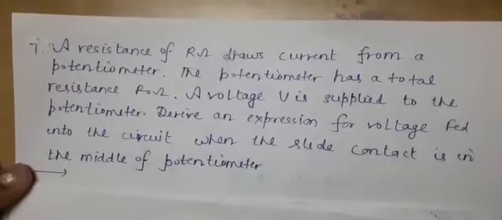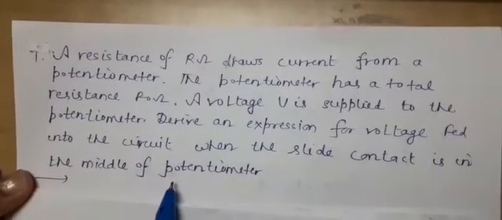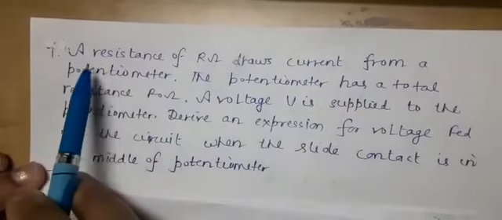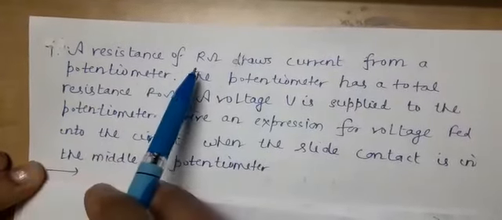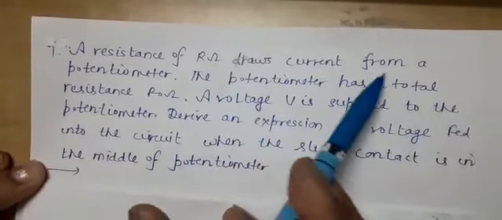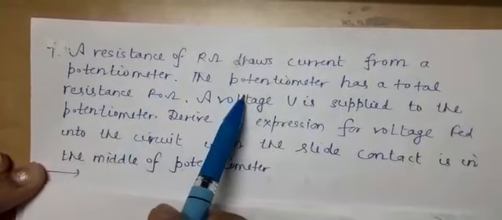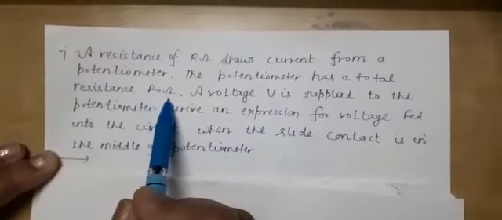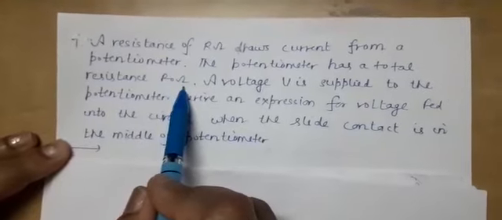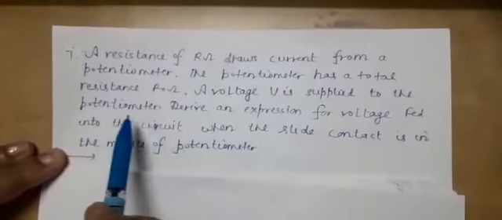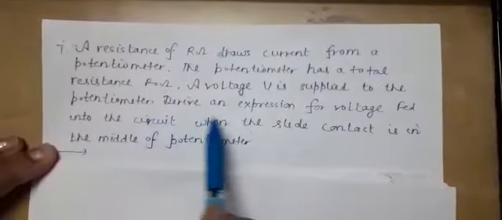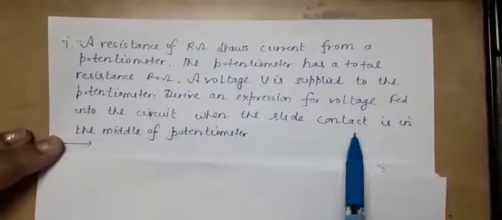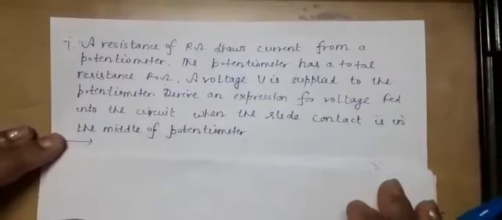Now one more question I am taking. See, this question is of NCERT. This is a solved NCERT example and it has been asked in board exams also. So read the statement first. A resistance of R ohm draws current from a potentiometer. The potentiometer has a total resistance of R0 ohm. That means the potentiometer wire has a resistance of R0 ohm. A voltage V is supplied to the potentiometer. Derive an expression for the voltage fed into the circuit when the slide contact is in the middle of the potentiometer.